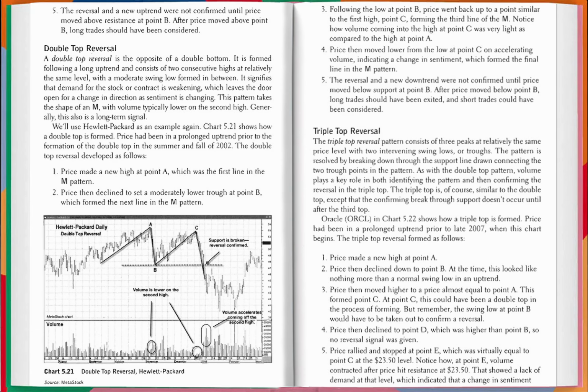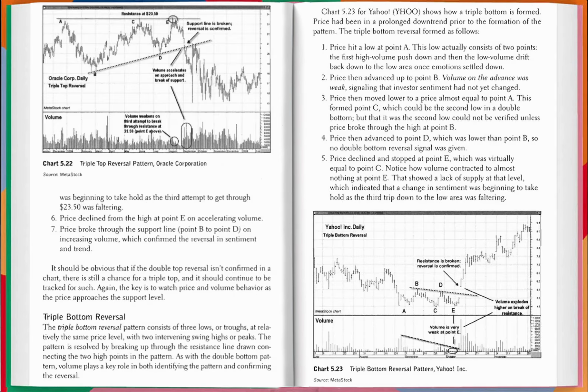5. Price rallied and stopped at point E, which was virtually equal to point C at the $23.50 level. Notice how, at point E, volume contracted after price hit resistance at $23.50. That showed a lack of demand at that level, which indicated that a change in sentiment was beginning to take hold as the third attempt to get through $23.50 was faltering. 6. Price declined from the high at point E on accelerating volume.